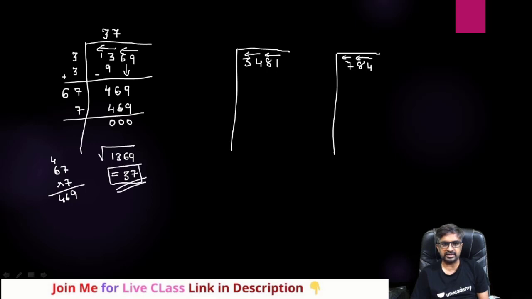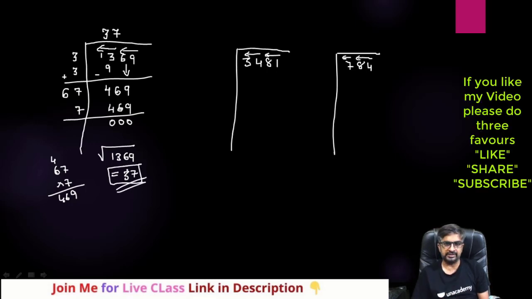So this way, guys, you can easily find the square root of any number. Let me solve another one: 34. 5 fives are 25, 6 sixes are 36, and 36 is greater than 34. So I am going to take 5 fives are 25 and keep this 5 in the quotient. We subtract this and add this: 5 plus 5 is 10, and 14 minus 5 is 9. Both numbers come here because this is a group now.